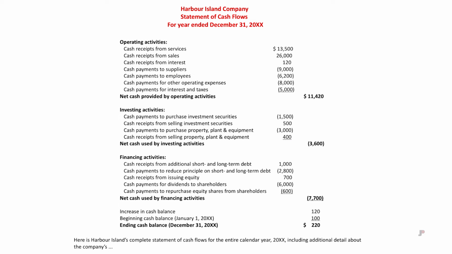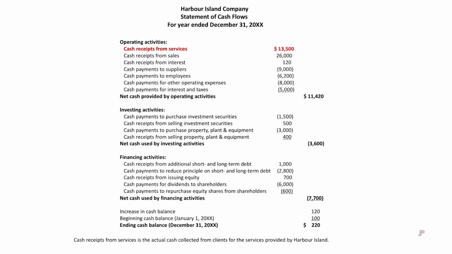Here's Harbor Island's complete statement of cash flows for the entire calendar year 2000XX, including additional detail about the company's operating activities, investing activities, and financing activities. Operating activities refer to the transactions conducted by a company directly related to the acquisition and sale of its products and services. These transactions tend to be usual and frequent.